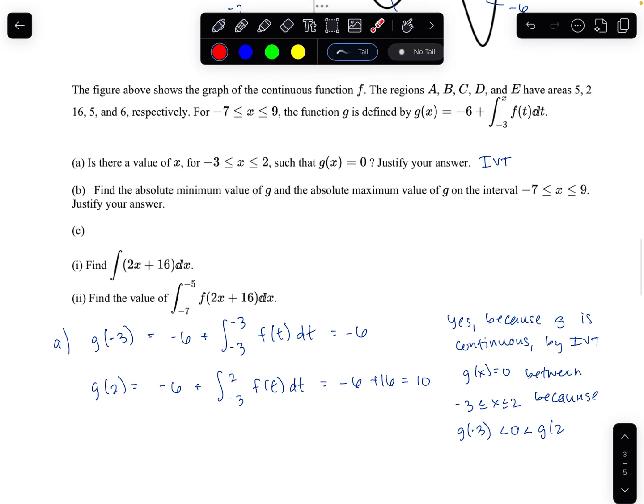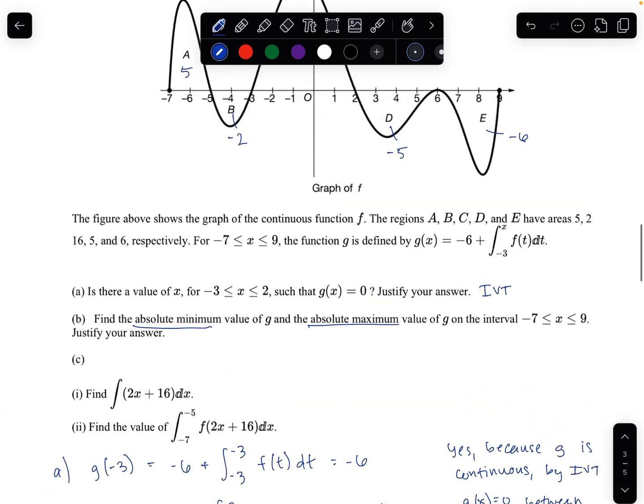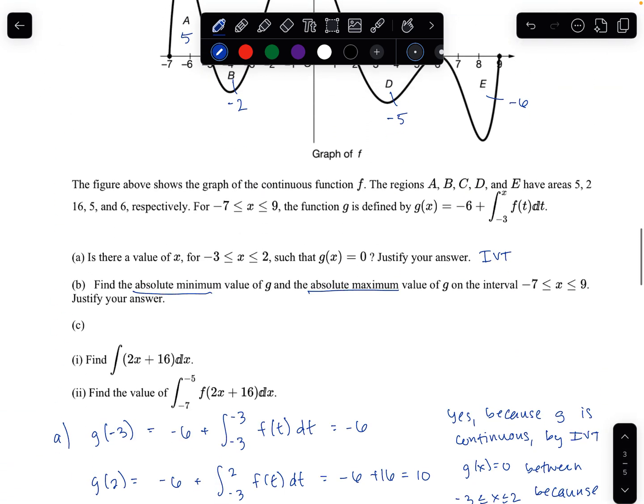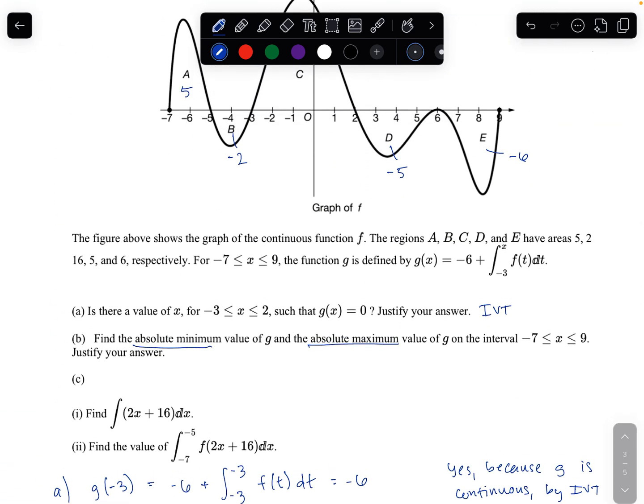All right, for B, find the absolute minimum value and the absolute maximum value. So absolutes, that's sounding a lot like the candidates test. So we have endpoints from -7 to 9 on g. Now we need to find the critical points. So we need to find when g prime of x equals 0.